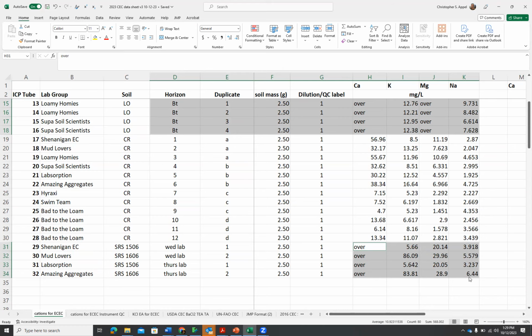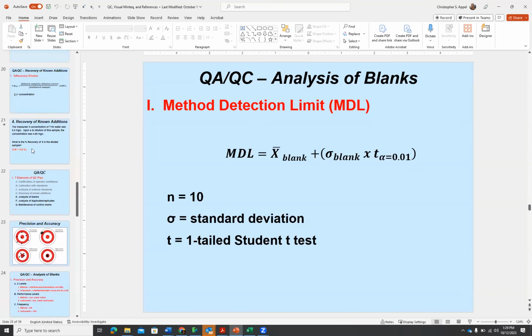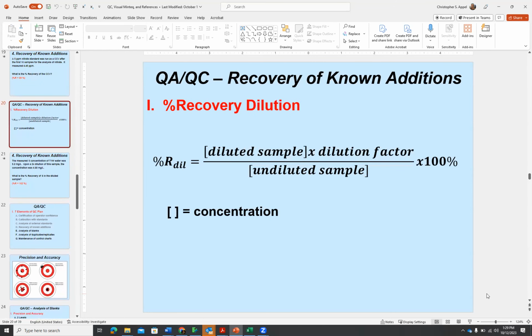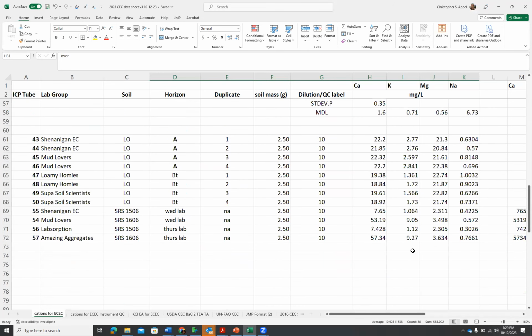So the formula that we're going to use is percent recovery of a dilution. You have that information, and it looks like this. You take your diluted sample, multiply it by the dilution factor, and divide that by your undiluted sample. So diluted times dilution factor divided by undiluted, and see if we recover it. If we go back to the spreadsheet, I'll show you how it's going to look.